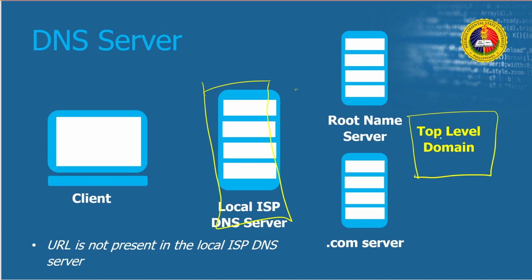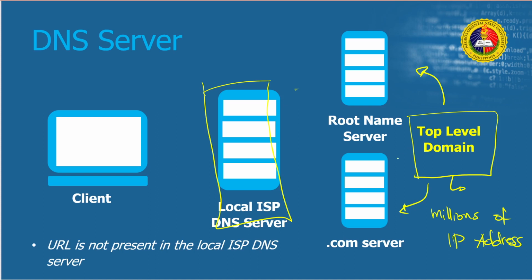Now, since there are maybe millions of IP addresses, to make it easier to find the IP address of the website you are looking for, it will be divided into two activities. And that will be through the root name server and the .com server. So the top level domain has two systems. We have the root name server and the .com server.